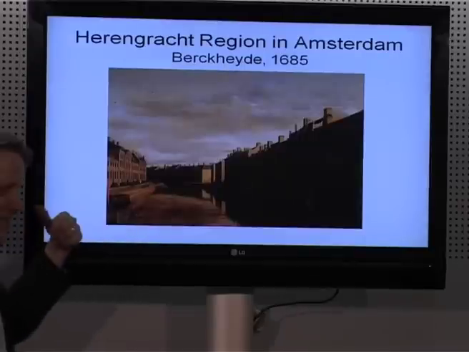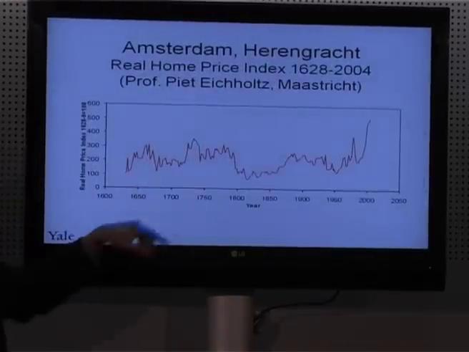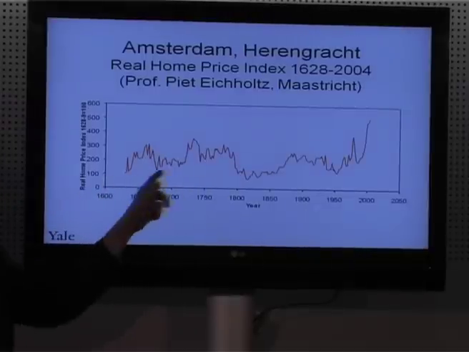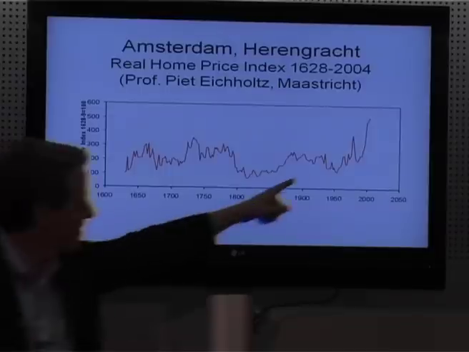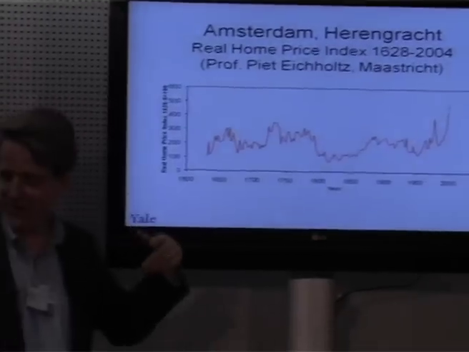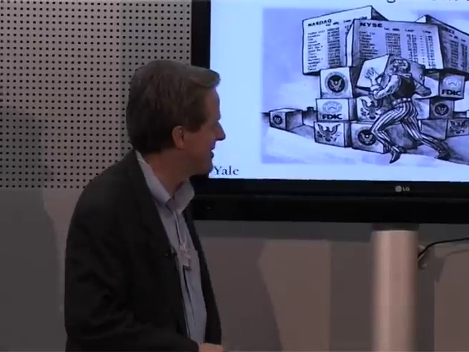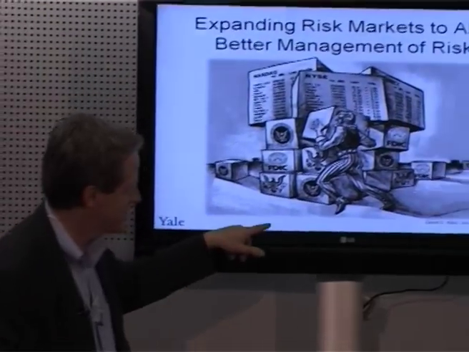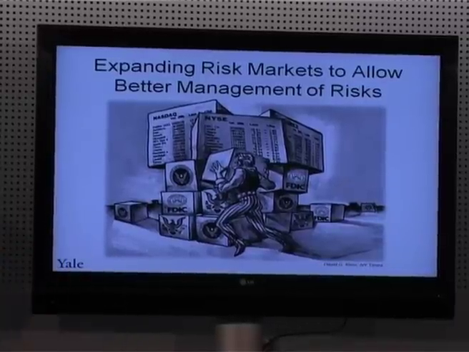So Professor Piet Eichholtz at Maastricht University got the data for all the sales since 1628, and he made an index, and since these houses didn't change, this is the home price index that he created. And look at what's happening now. But it's not just that Amsterdam is a volatile city because they invented options and stocks. And they've had volatility for 300 years. So I'm going to illustrate my ideas using a picture that David G. Klein from the New York Times used to illustrate some of my columns. I've been writing columns about this.